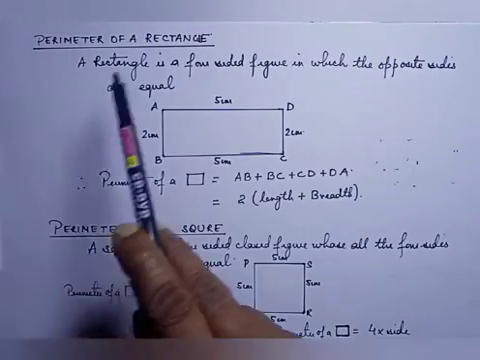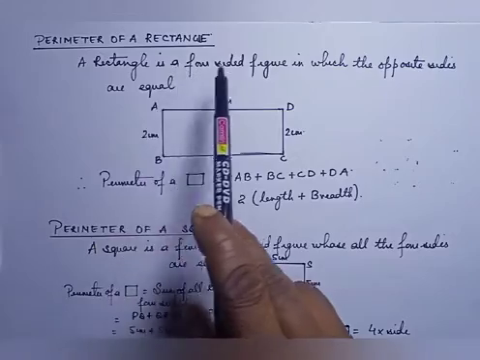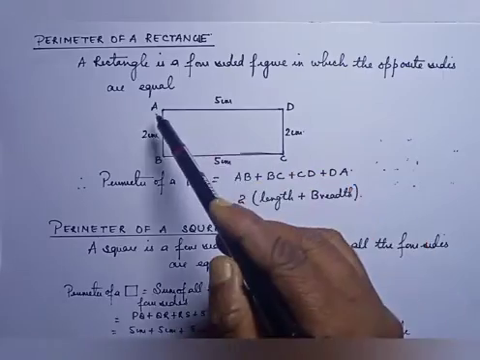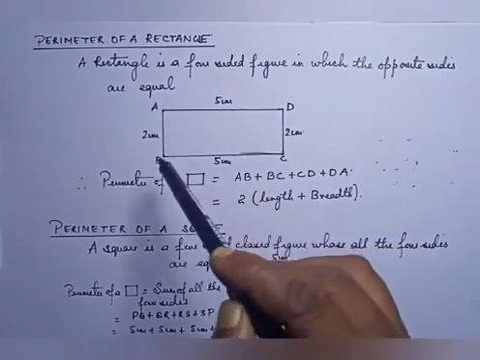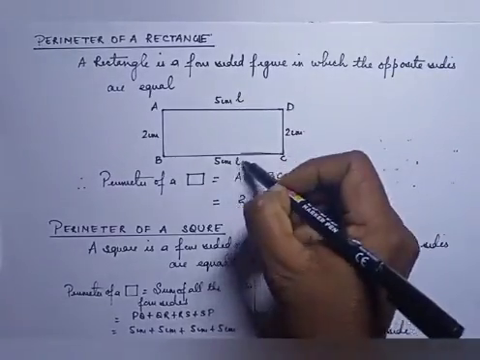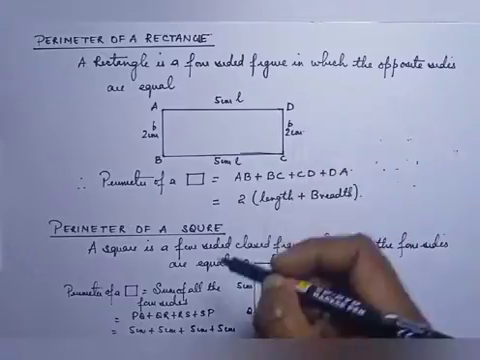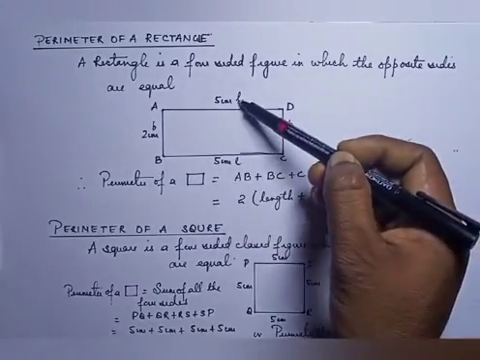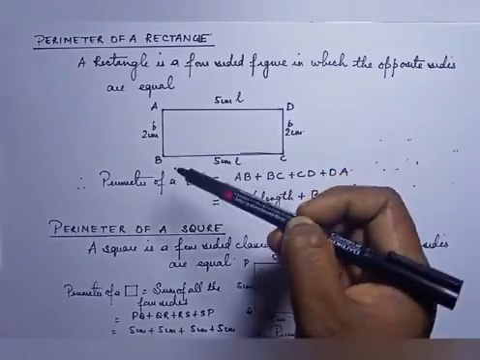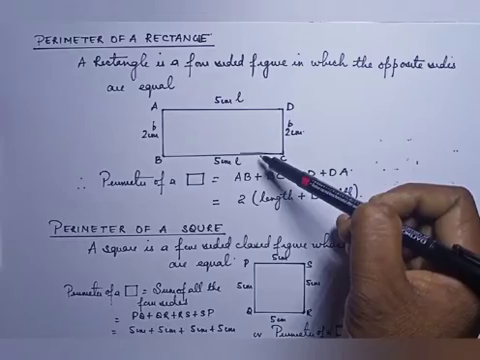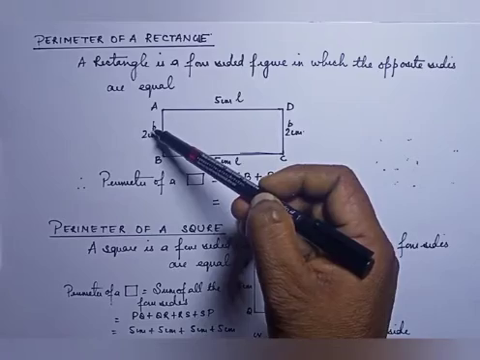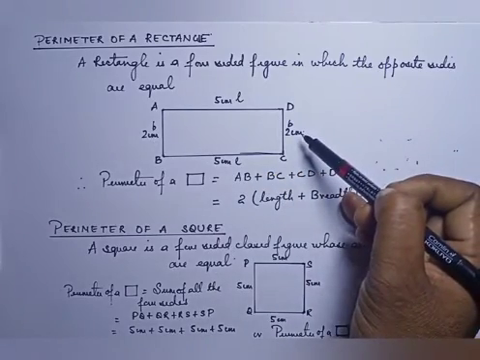Now let us see perimeter of a rectangle. A rectangle is a four-sided figure in which the opposite sides are equal. As you can see the figure of a rectangle, it is a four-sided closed figure. So this is the length and this is the breadth of a rectangle. But in a rectangle, opposite sides are equal. Suppose if length is 5 centimeter, this side is 5 centimeter, so this side should also be 5 centimeter. This is called the breadth of a rectangle. So if breadth is 2 centimeter, then this side should also be 2 centimeter.